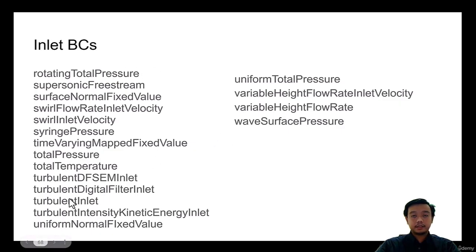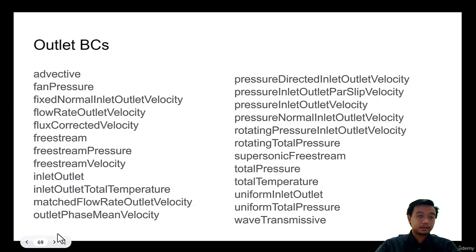And turbulent inlet, we also sometimes can input the turbulent values at the inlet. Then for the outlet, it is also the same. You can check here, let's say wave transmissive, and maybe some total pressure, supersonic free stream, and anything like that, which you can guess from its name whether it matches your application. You can just type it, Google it, and you will find the description on the OpenFOAM website.